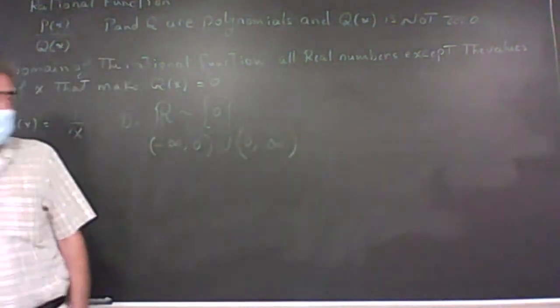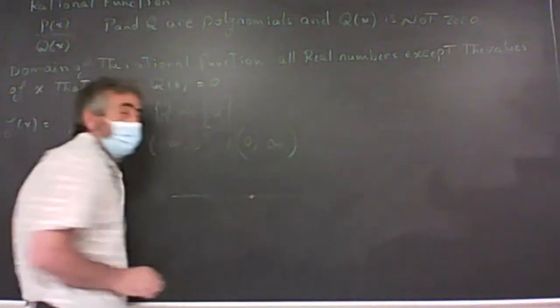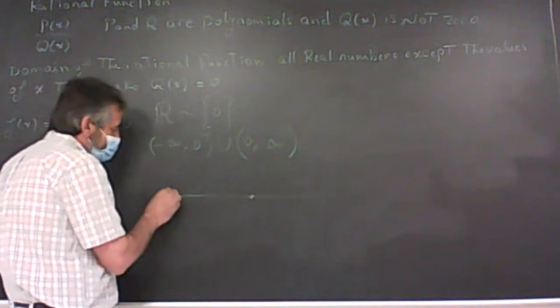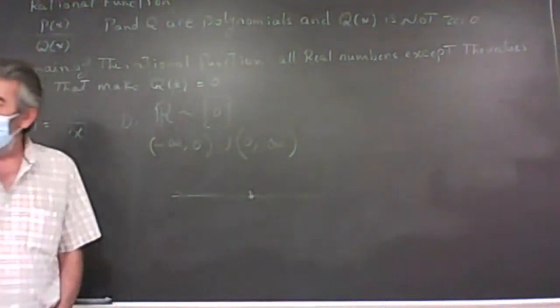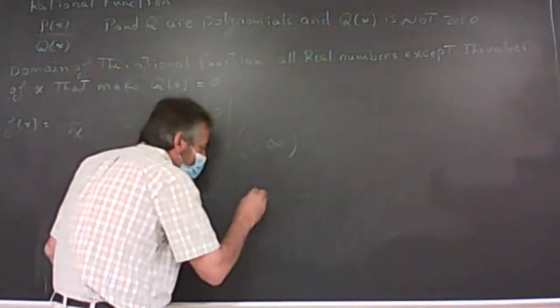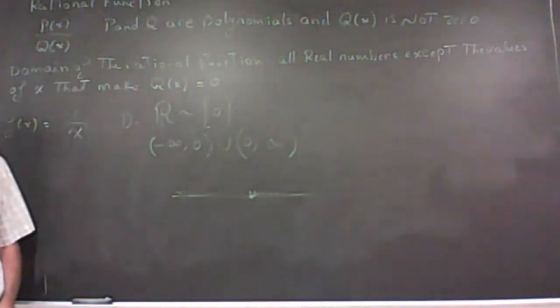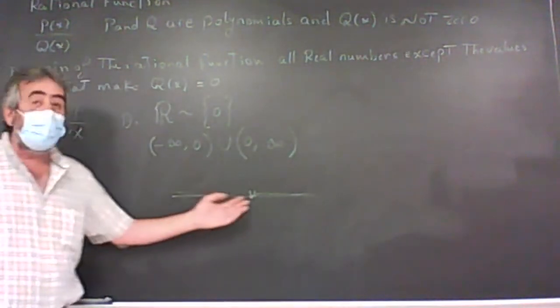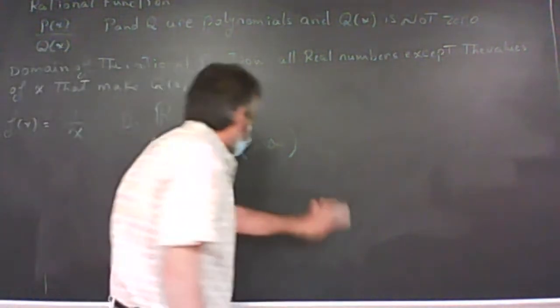So on the number line, if this is my 0, this side says you go from here a little bit before that. And this side says you start a little bit after 0 and you go straight. So therefore, this is my real.